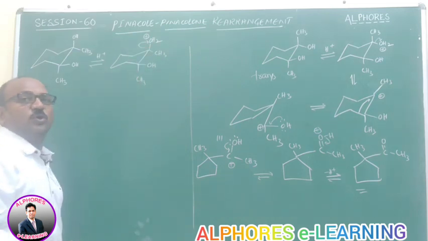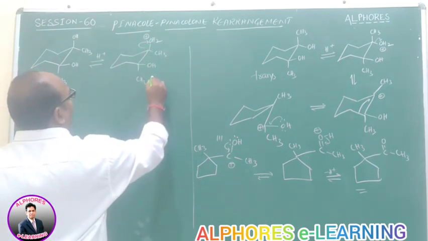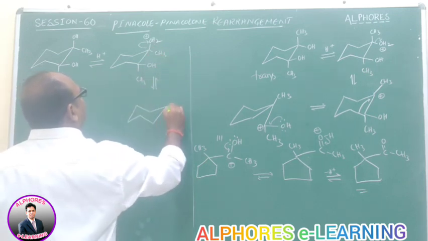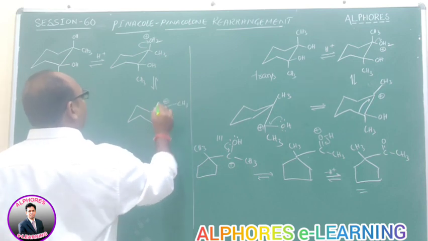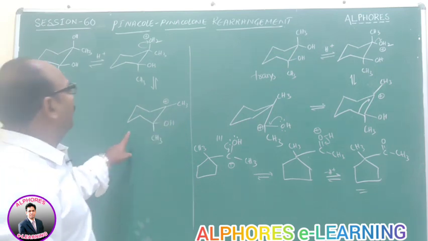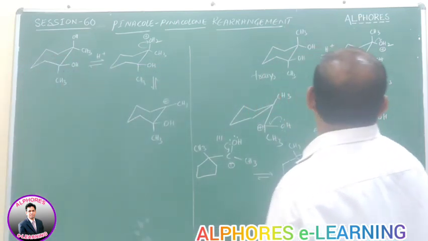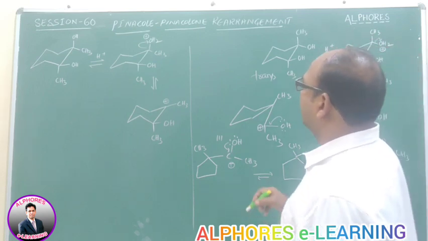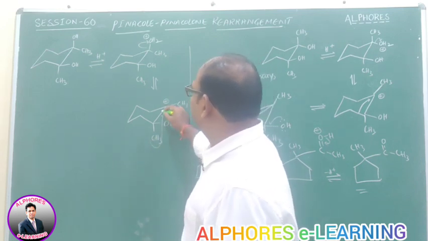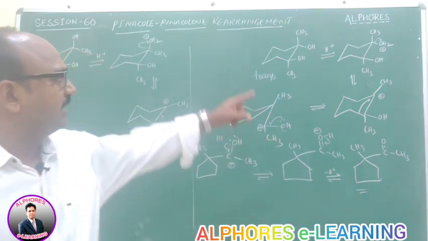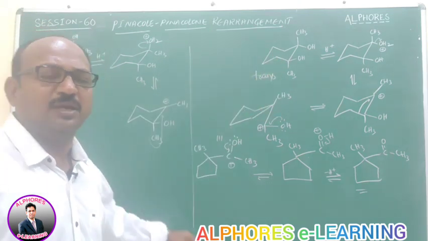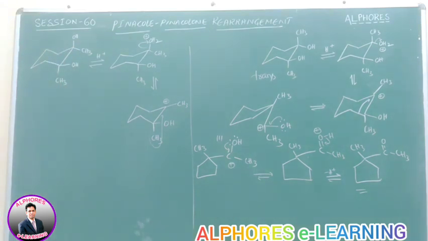Now this OH2 group is going to leave, and as a result we get a carbocation. That carbocation is formed like this, here CH3 plus and CH3OH. Now if you observe the difference between these two, by migration of methyl group here, the same case there, what happened? Instead of methyl migration, methylene migration takes place. Here the methyl group is going to migrate.